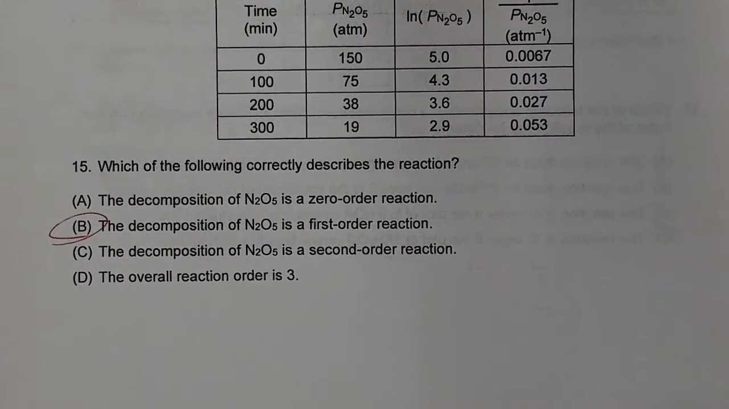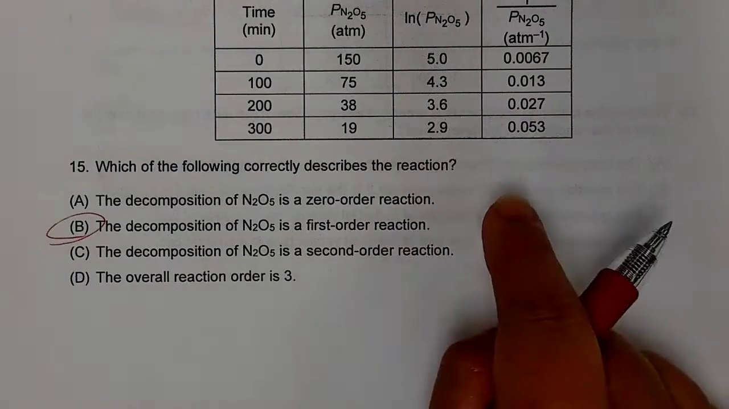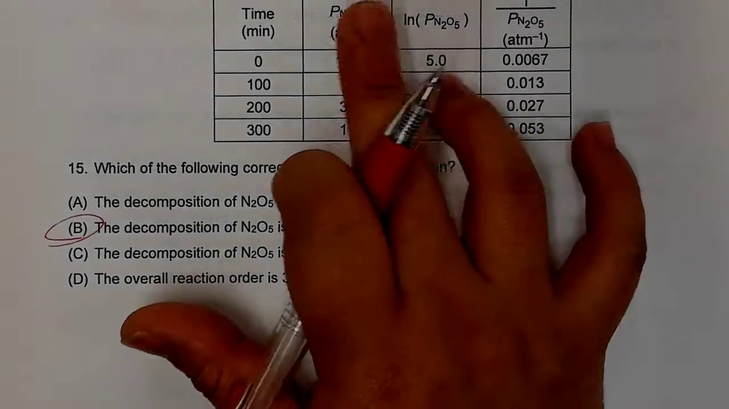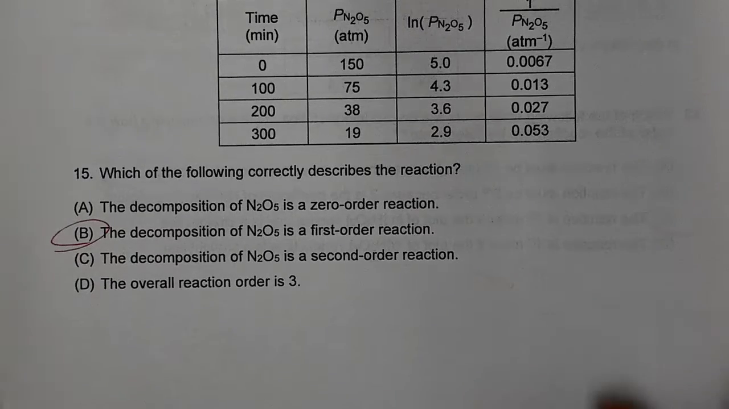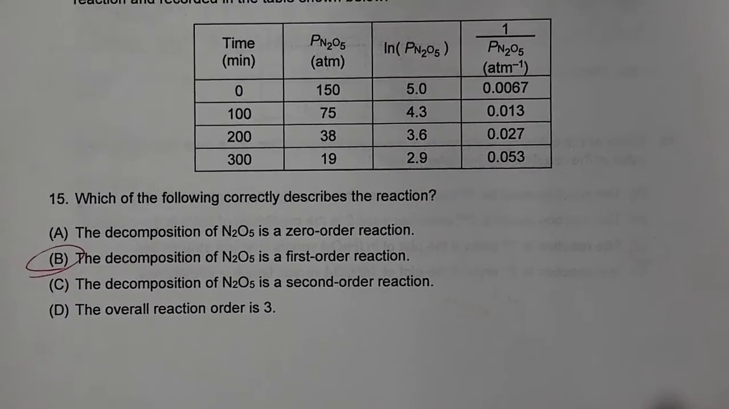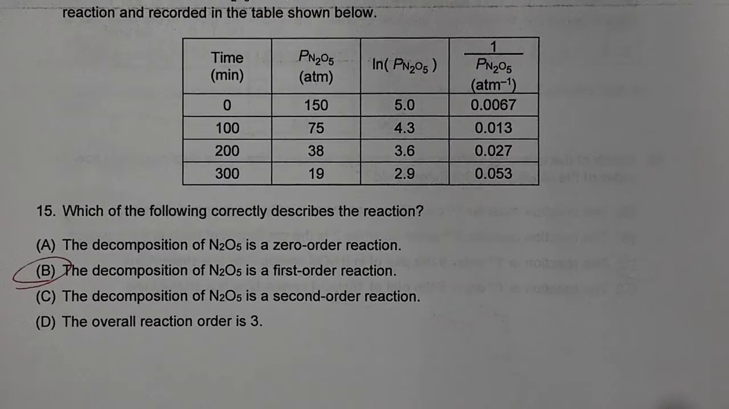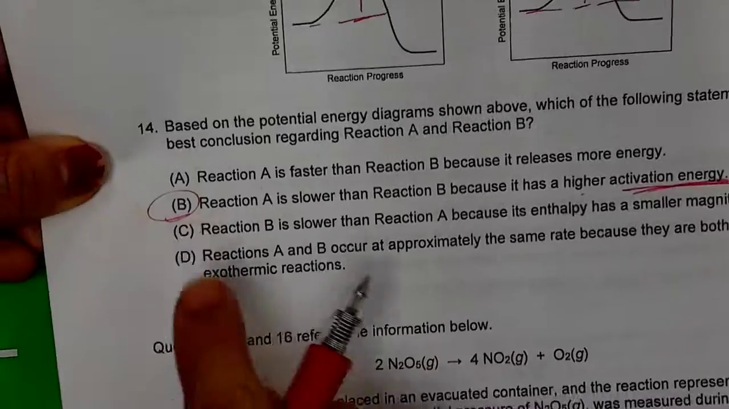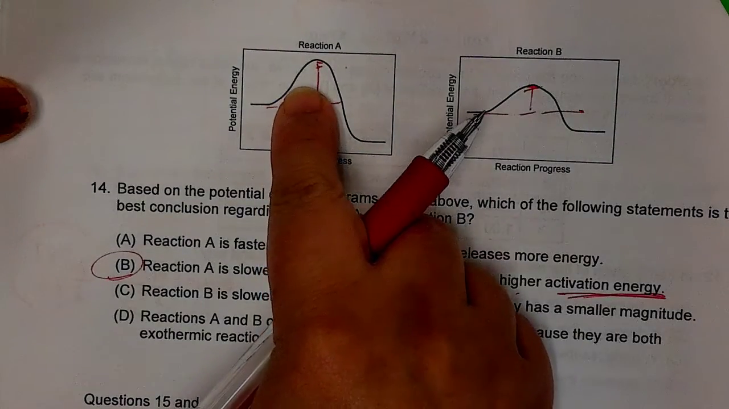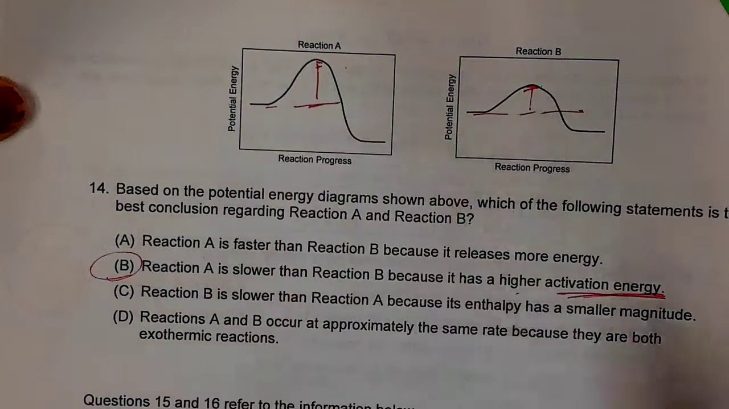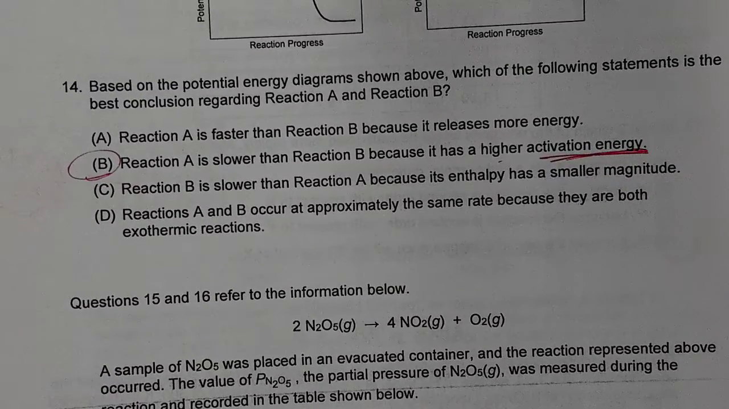It's a first order. Again, see how I said it? I will give you a table that you should be able to tell. This time they give you pressure instead of mole, but it's the same thing. Pressure and mole have a direct relationship, so you can use them to tell. In the gas case, they will sometimes give you pressure instead of mole. 14, B, because this bump is bigger, so therefore higher activation energy, slower reaction. 15, B.